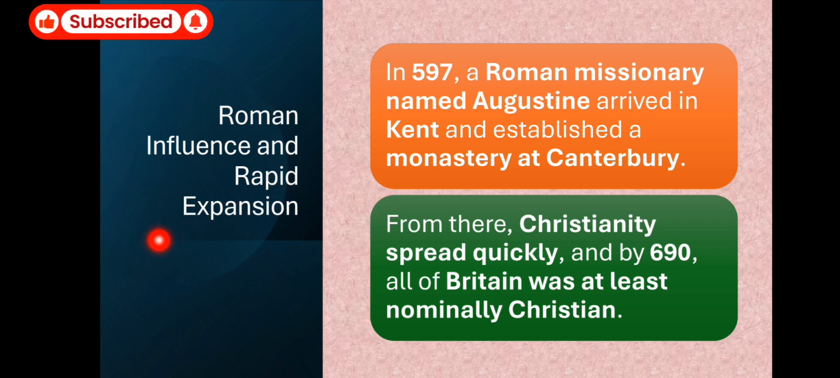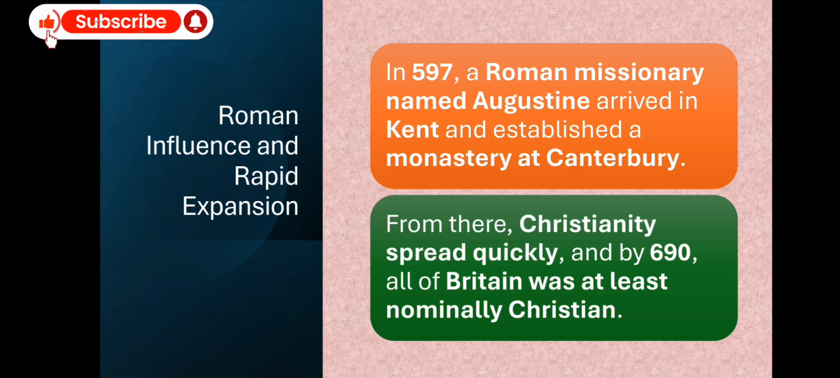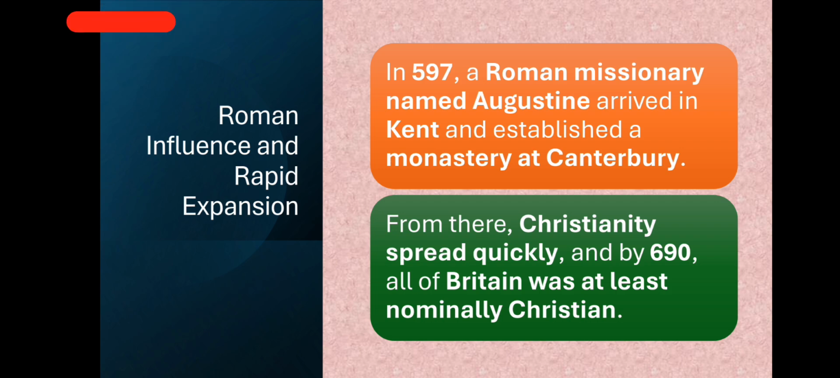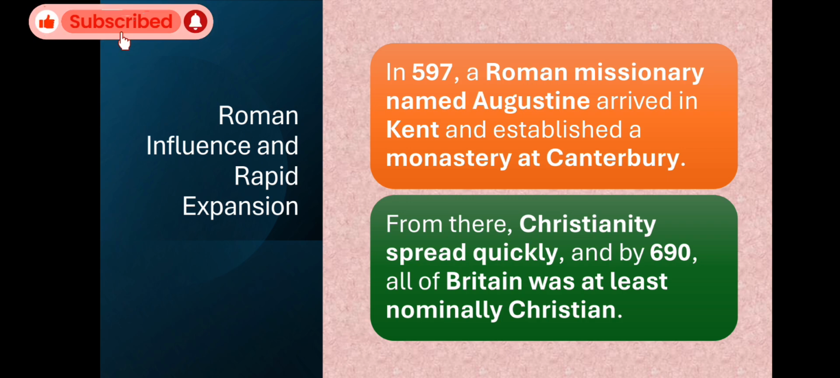Roman influence and rapid expansion. In 597, the end of the 6th century, a Roman missionary named Augustine arrived in Kent, where the Jutes ruled, and established a monastery at Canterbury. So Christianity arrived from the northern part of Britain, from people like the Picts and Angles, and then also in Kent. Now from there Christianity spread quickly, and by 690 all of Britain was at least nominally Christian.